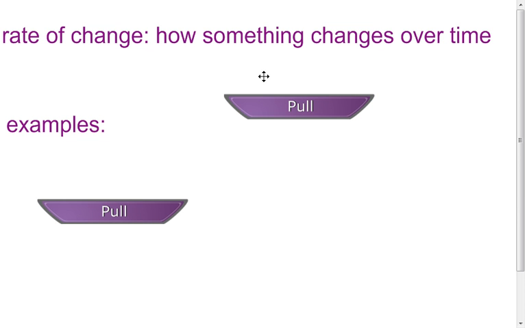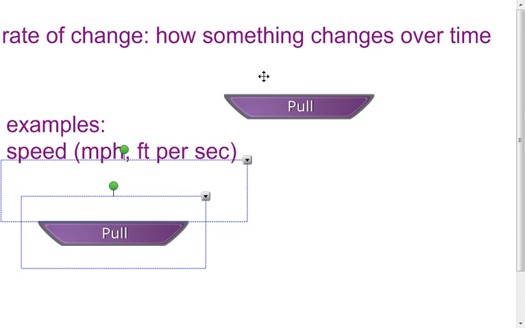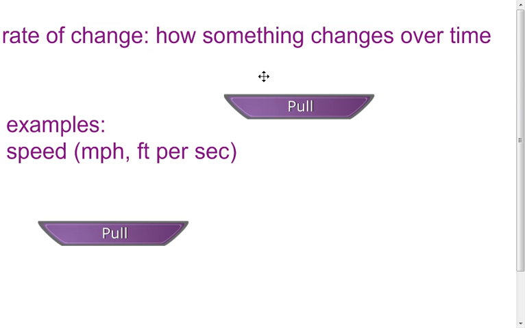Now we'll look at a couple examples here. It might be speed, it might be money. It could be a lot of different things that would be like your change in y. Now the change in time, that's basically just your change in your x values. So the examples that I came up with here would be maybe speed. We can look at miles per hour. So your miles is like how much it changes, that's your y, and then your hours, how much your time changes. Feet per second would be another example of speed.